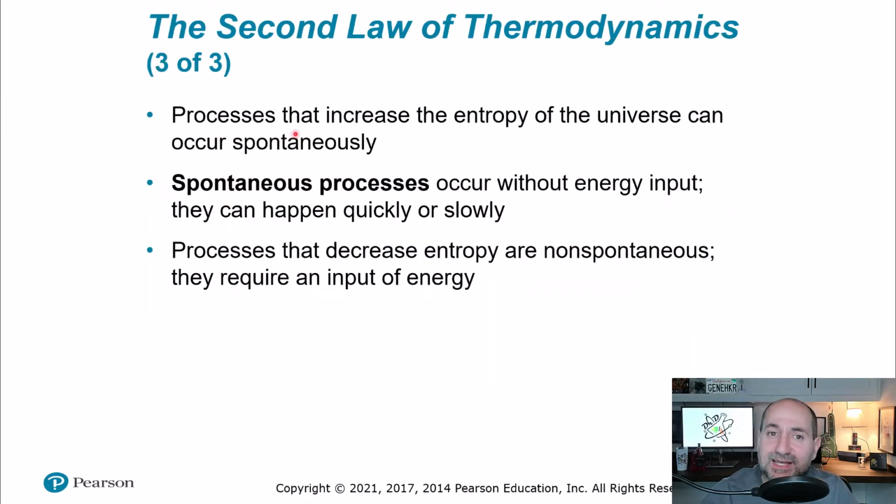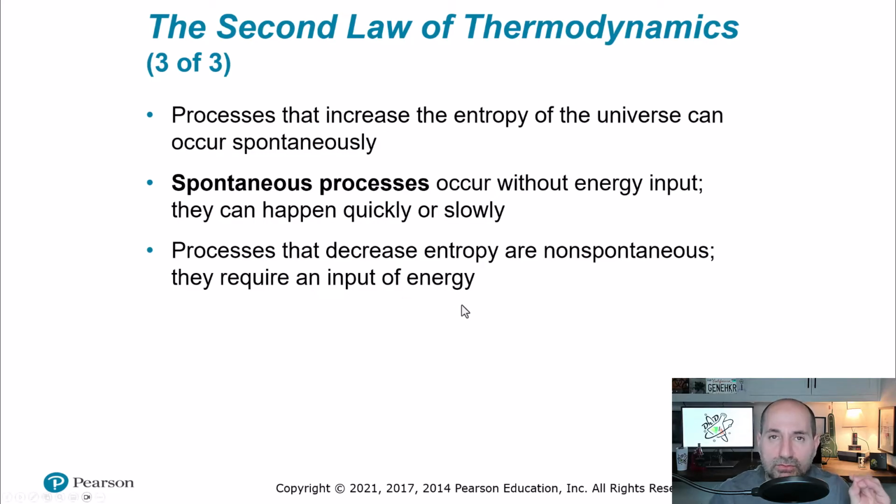Now, processes that increase the entropy of the universe can occur spontaneously. What's spontaneous mean? A spontaneous process occurs without energy input. It can happen quickly or slowly as long as it does not require energy input. In fact, spontaneous processes, not only do they not require energy input, they release energy. Processes that decrease entropy are not spontaneous or non-spontaneous. They require an input of energy.